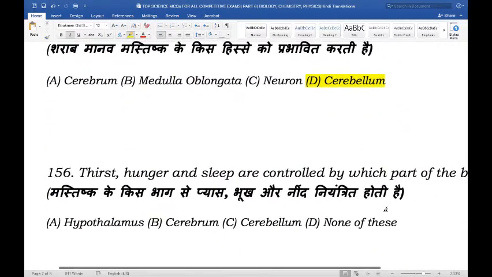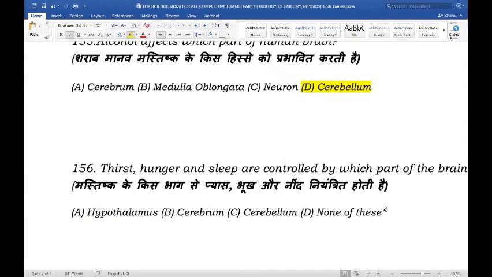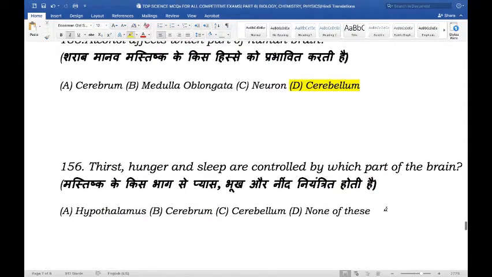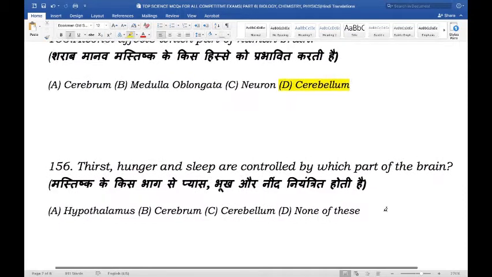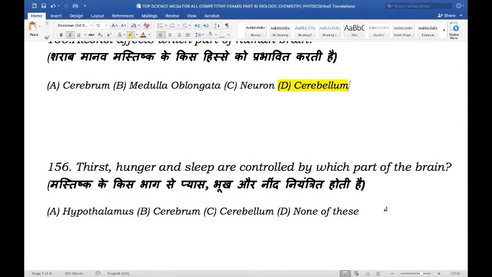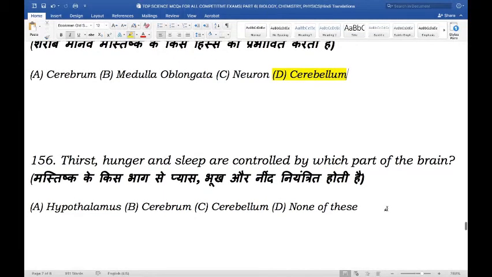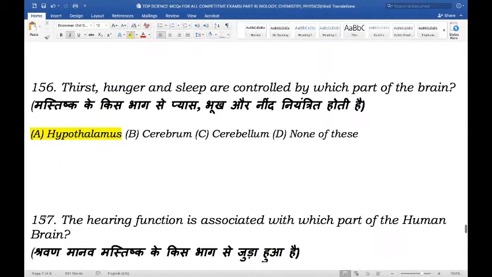Thirst, hunger, and sleep are controlled by which part of the brain? Is it A. hypothalamus, B. cerebrum, C. cerebellum, or D, none of these. So thirst, hunger, and sleep are controlled by A, hypothalamus. The hypothalamus also controls body temperature and circadian rhythm.